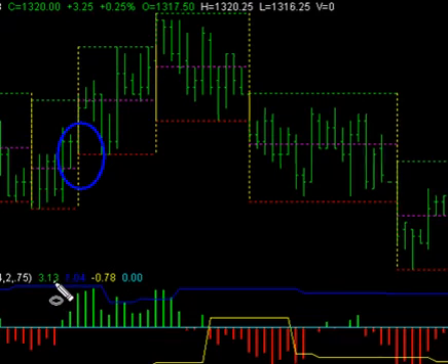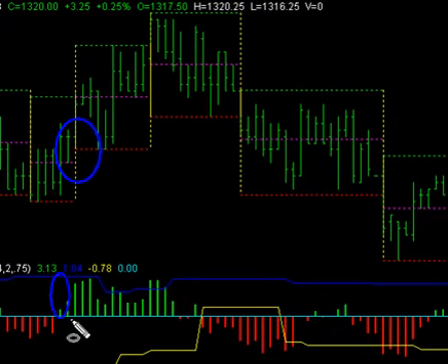Also, you can see in the time series forecast, the histogram turned green well before the new box formed. So you can see you have an advanced view of which direction the equity is going to move.